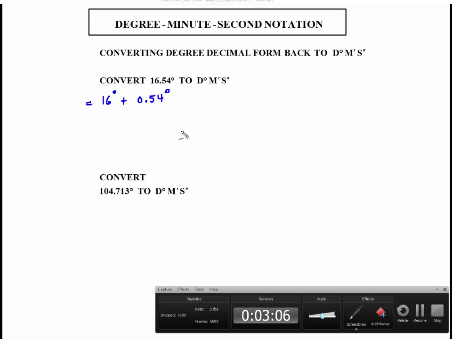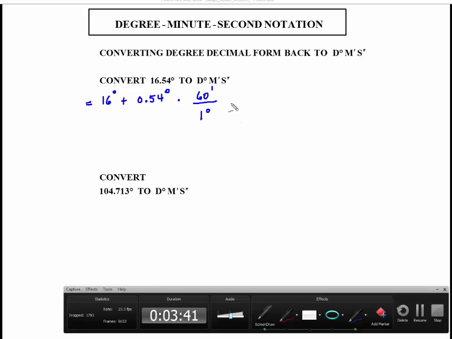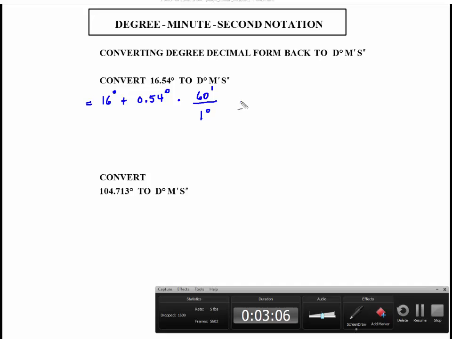0.54 degrees. On the 0.54 degrees, we can multiply this by, remember, for every 1 degree, you have 60 minutes. So we've got a little conversion game going here, and the degrees will cancel out. Let's pause and do that real quick. What I came up with is 16 degrees, and in minutes, 0.54 times 60 would be plus 32.4 minutes.